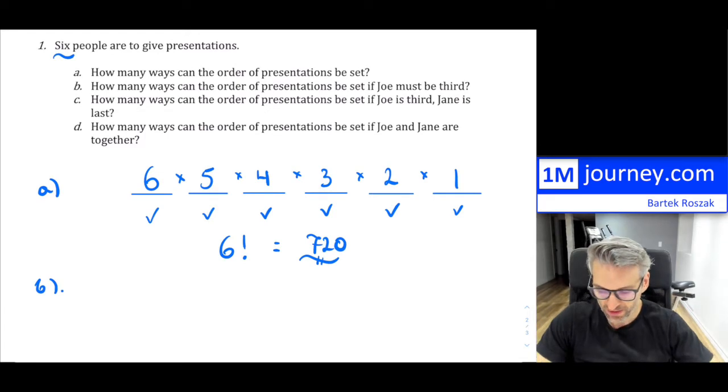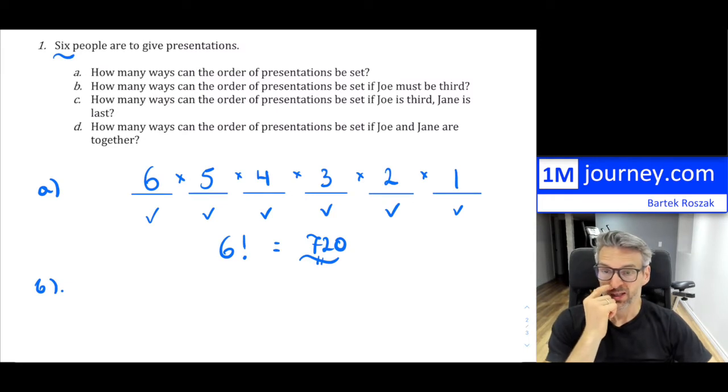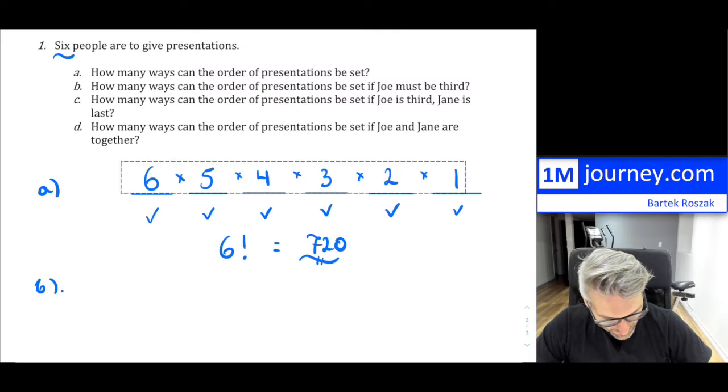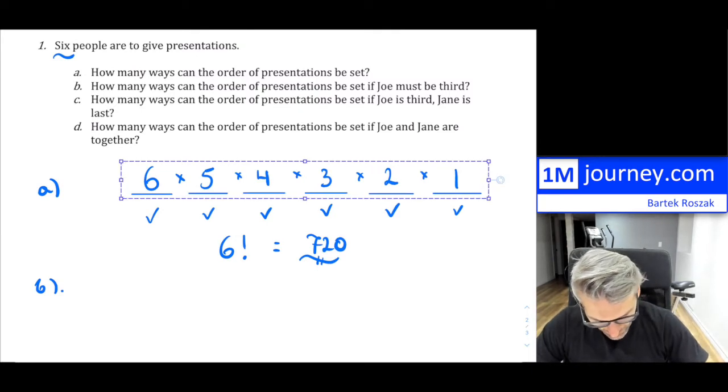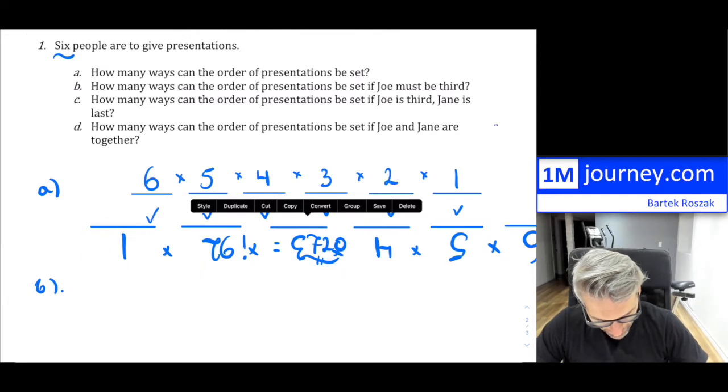So part B, how many ways can the order of presentations be set if Joe must be third? Well, in that particular case, I'm going to copy this. Let's duplicate it, bring it down.